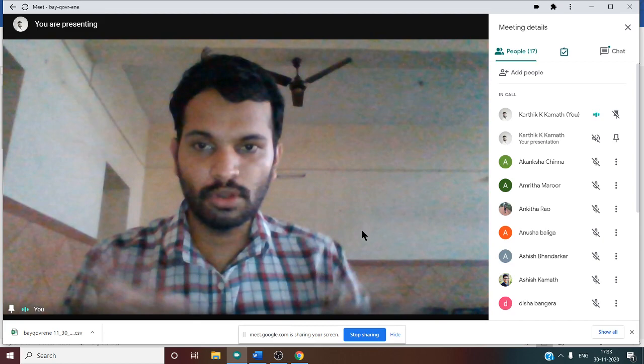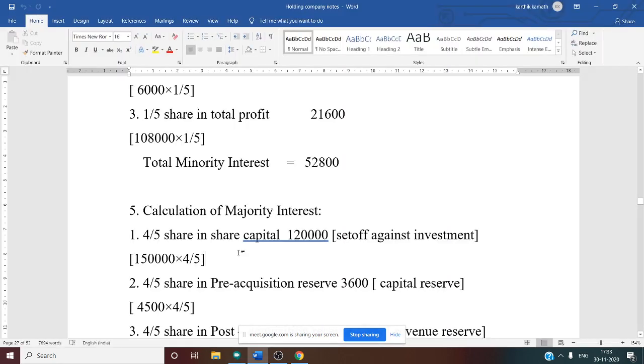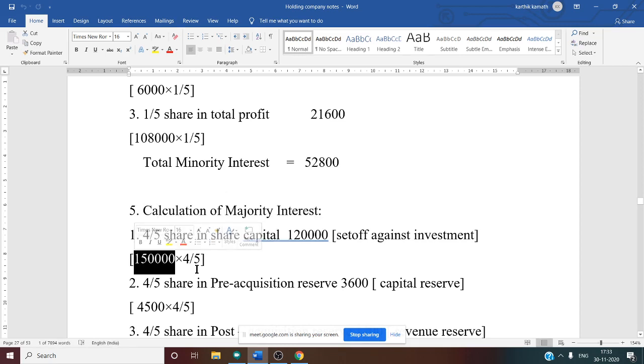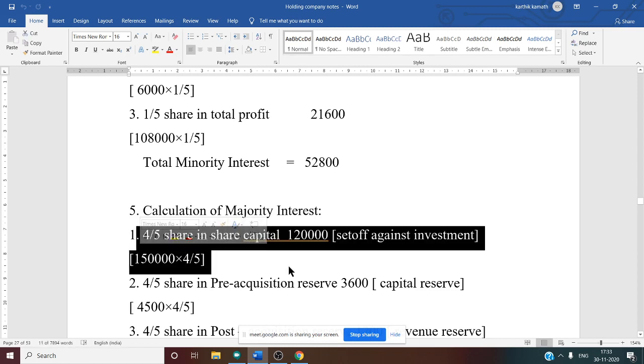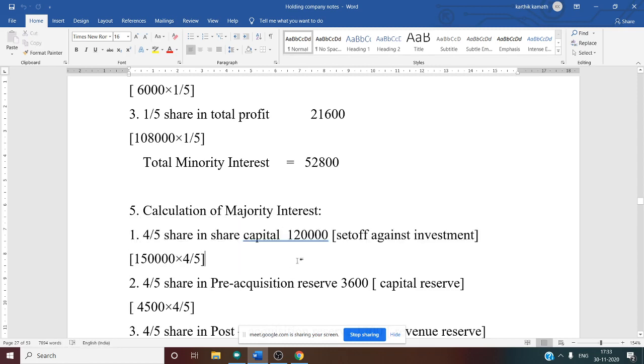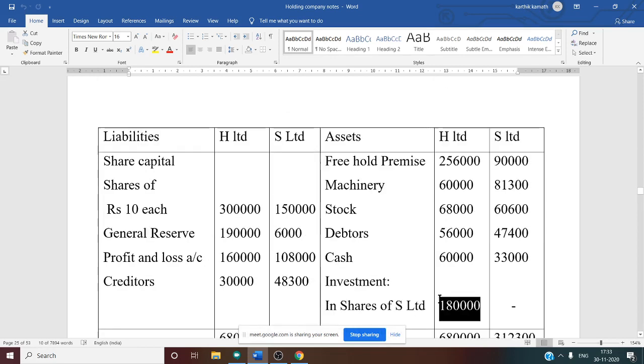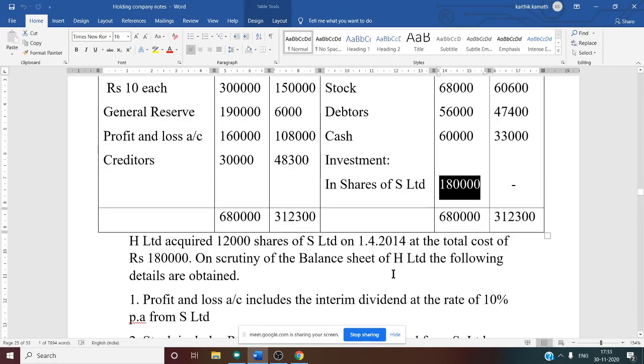So under majority interest calculation, first one is 4 by 5 share. Why 4 by 5? We have already discussed. 4 is to 1. That is why 4 by 5 share in share capital. Again, share capital of subsidiary, which we know is 1,50,000. So 1,50,000 into 4 by 5, you will get 1,20,000. This 1,20,000 is nothing but the paid up value of the shares. That is why we have to set off this against investment. So the investment amount given in the balance sheet, let us see once again, is 1,80,000. Paid up value we know is 1,20,000.